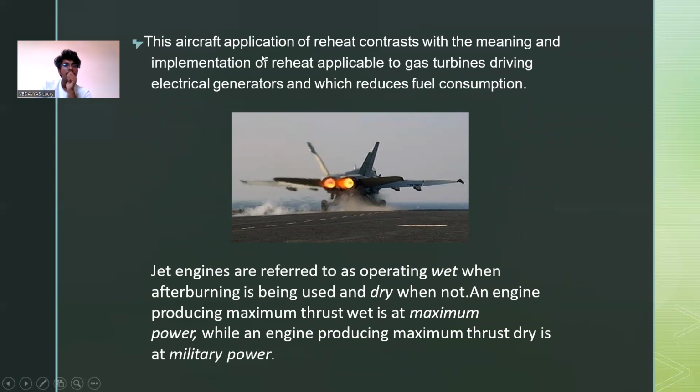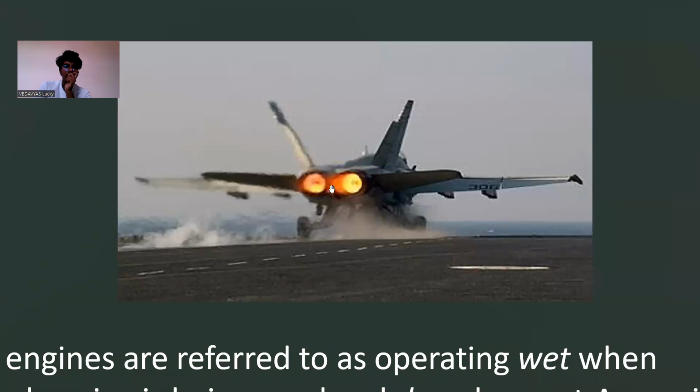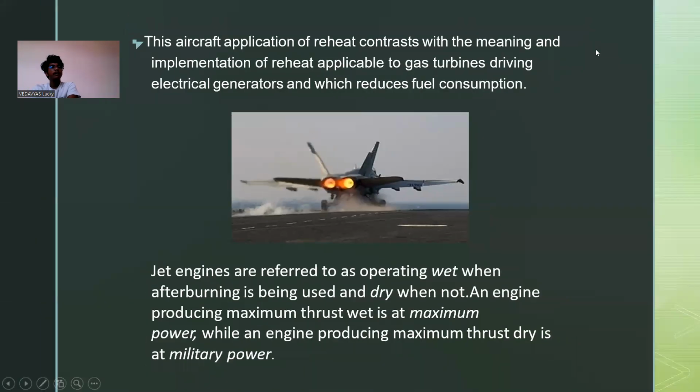As you can see, this is the aircraft application of reheat. In this fighter aircraft, we can see flames coming from the nozzle. Here we have an afterburner for more thrust, so that the military aircraft will move faster than the normal speed. The maximum thrust is at maximum power. When we say it is at maximum power, we say it is at maximum thrust. And when the engine is producing maximum thrust dry, it is at military power.